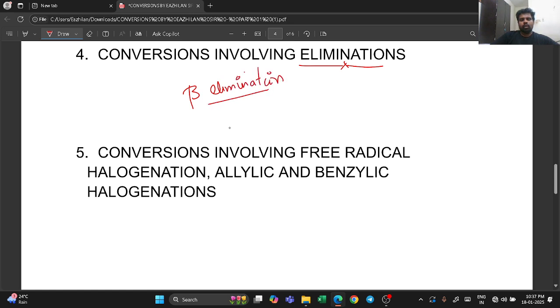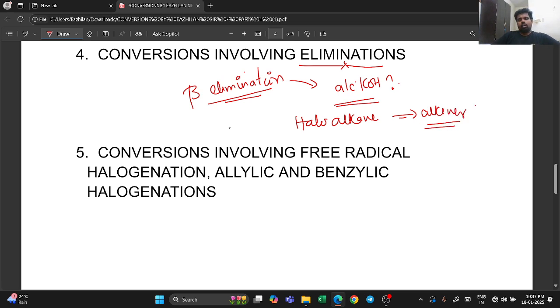Okay, so can you recall what is the reagent which we use for beta elimination? Is it alcoholic potassium hydroxide? Yes. So conversions involving elimination reactions, mainly your haloalkane to alkenes. Okay, so such kind of conversions are also possible. Or they may be asking you about the addition reactions. Addition across the double bond, addition across the triple bond, following Markovnikov's and anti-Markovnikov's rule.